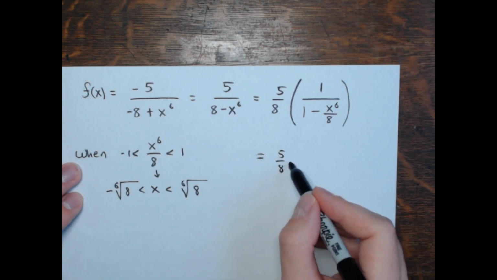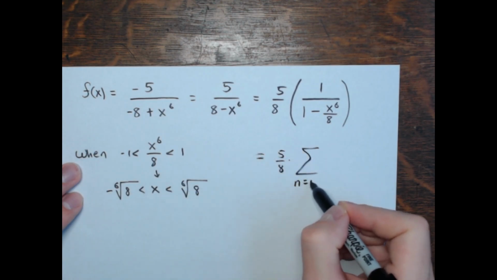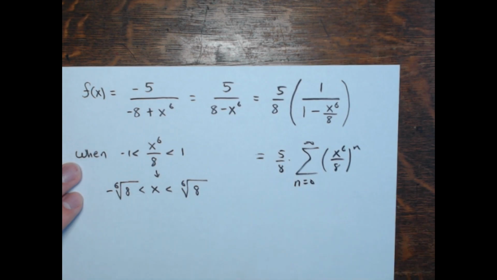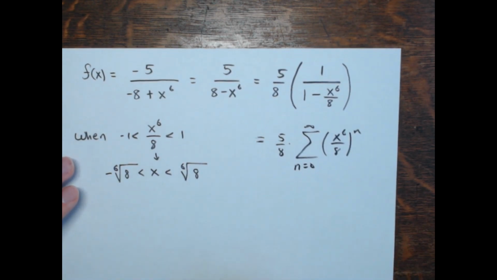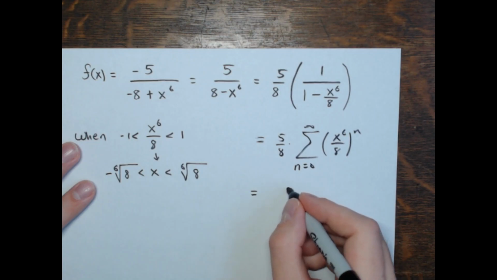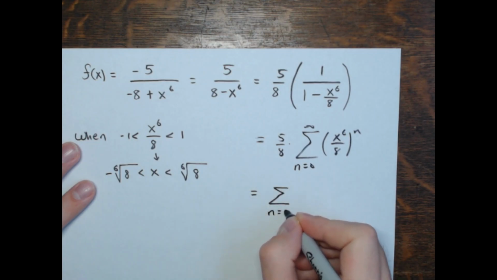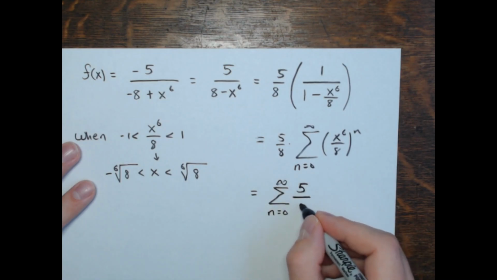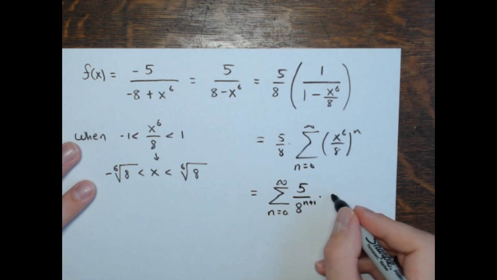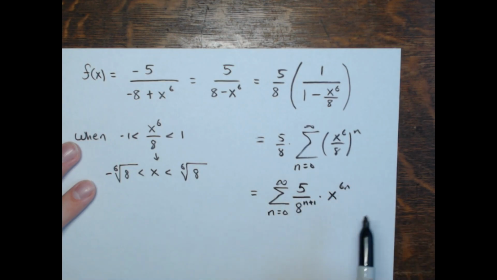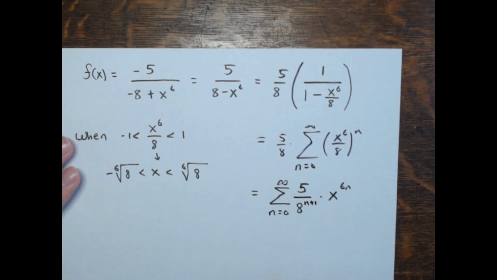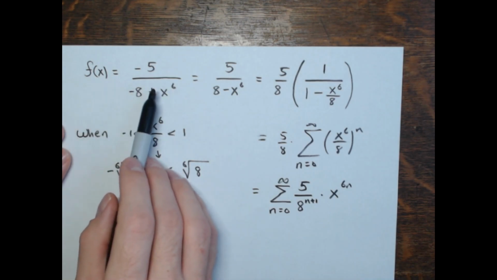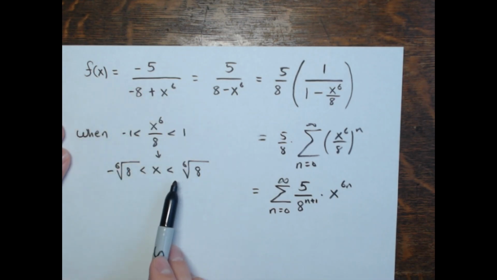That'll be 5/8 times the sum from n equals 0 to infinity of this x to the 6th over 8, to the nth power, which will be the sum from n equals 0 to infinity of 5 over 8 to the n plus 1 times x to the 6n, right? Your coefficients times powers of x. So there's a series that'll converge to this function, but for these values, right?